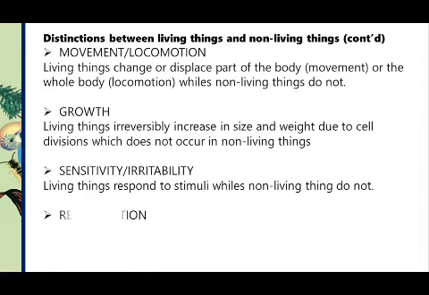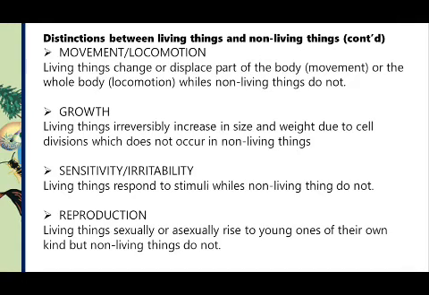And reproduction. Living things are able to give rise to young ones of their own kind, and this comes in the process of sexual reproduction or asexual reproduction. So, in living things, reproduction occurs; in non-living things, reproduction does not take place. In non-living things, it results in fragmentation or something of the sort.